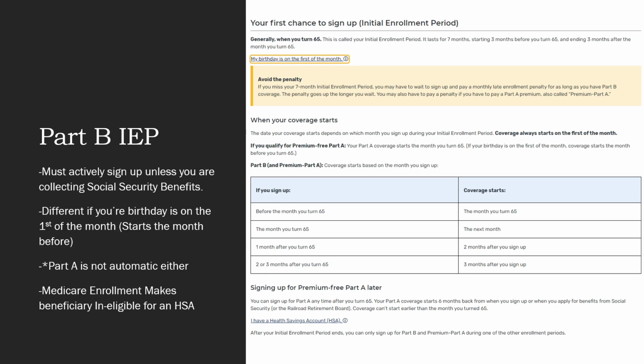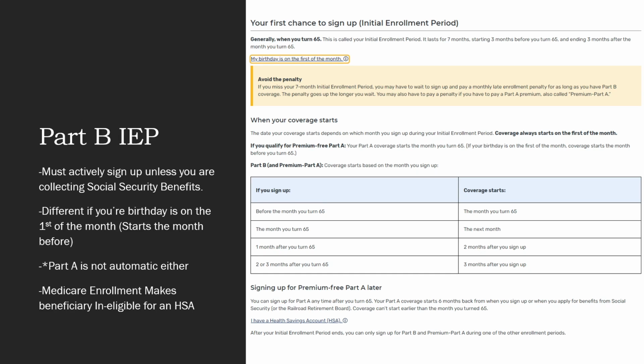And that can be really confusing because if you sign up for Part A after you turn 65, your Part A will actually backdate 6 months. And that again would cause you to be partially ineligible, and tax-wise, you have to make some adjustments on your prior tax return.